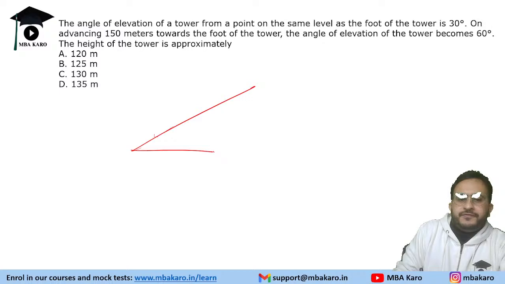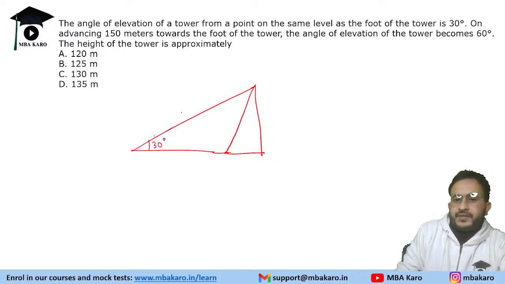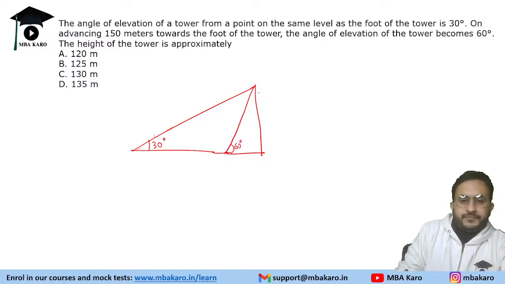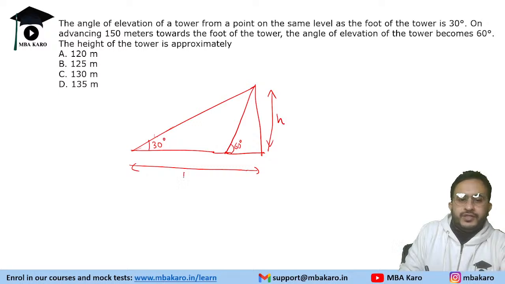Okay, this would be a simpler one because if you have covered heights and distances: 30 degree, and the person moves 150 meters and the angle becomes 60 degree. So this is 30 degree, and it becomes 60 degree. We need to find the height of the tower. Suppose this height is h, this distance is root 3h. When we consider this triangle, this will be h upon root 3.